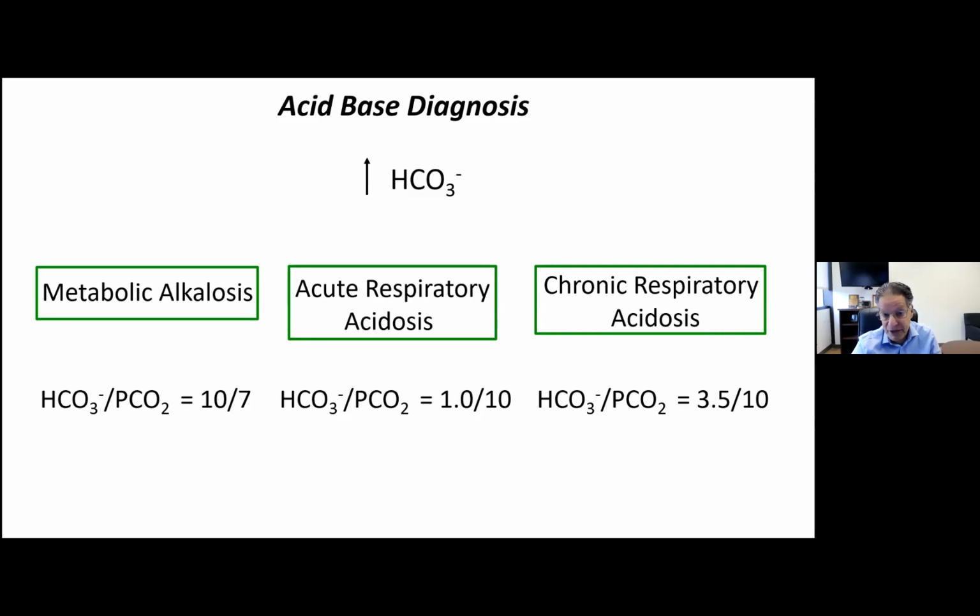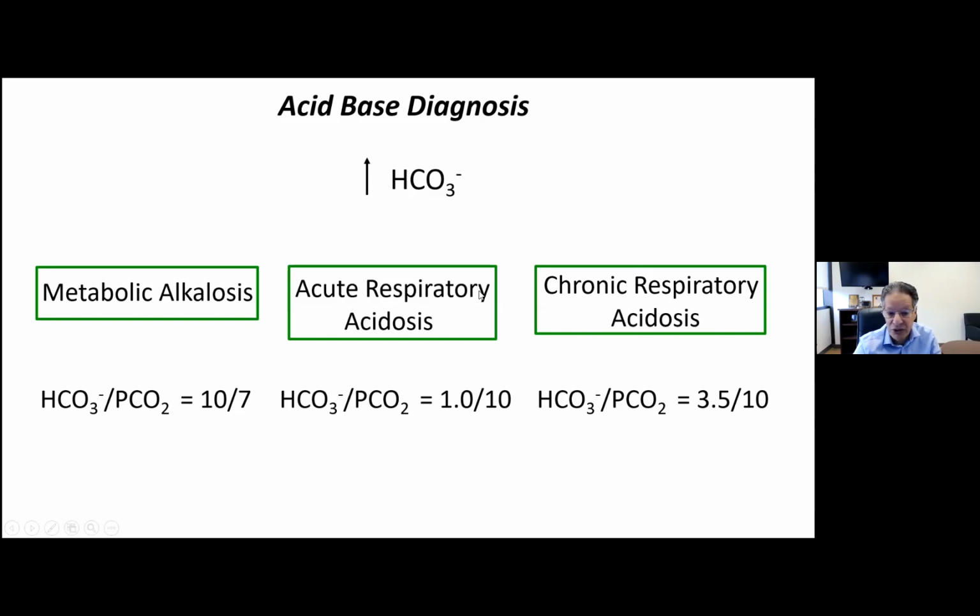Now, what if the bicarbonate's increased? Again, it's one of three things: metabolic alkalosis, which everyone remembers, or acute respiratory acidosis, and chronic respiratory acidosis. And again, the change from normality of each of these things has a predictable ratio, which you have to memorize. And if it falls into one of these three things, that's your diagnosis. If it's not one of these three things, you have a mixed disorder. But again, it's the same thinking. Look at the bicarbonate. Is it up, down, or normal? Then calculate the change from normality.